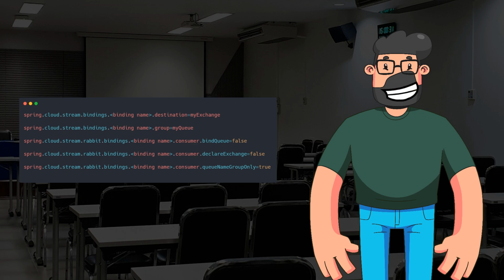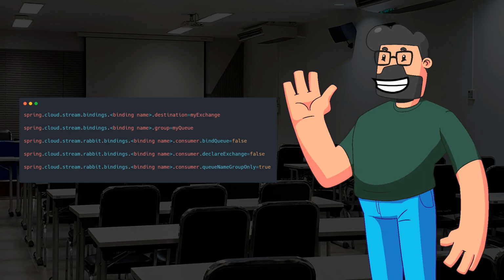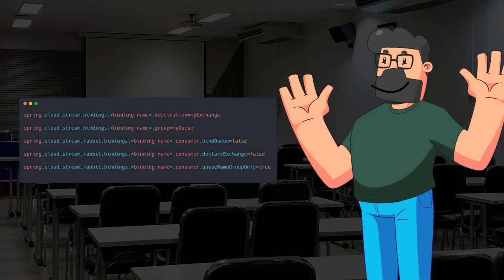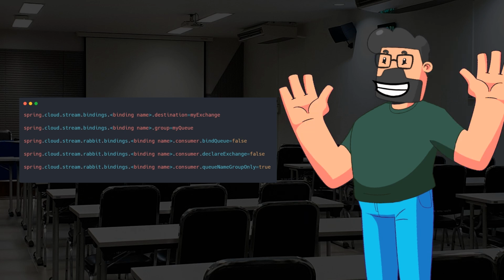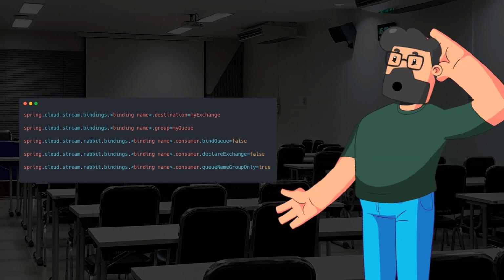To achieve this, we need to set specific properties such as destination, group, consumer.bindQueue, consumer.declareExchange, and consumer.QNameGroup only under the Rabbit bindings section. By following this approach, we can ensure that our application connects to the predefined exchange and queue as intended.